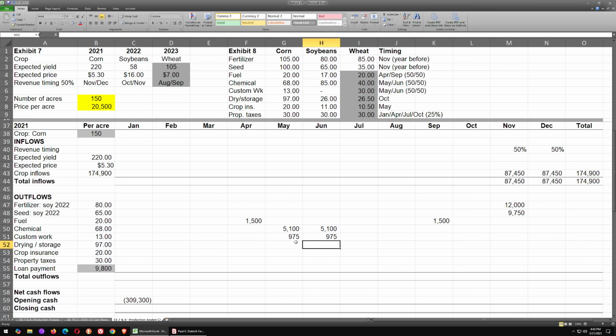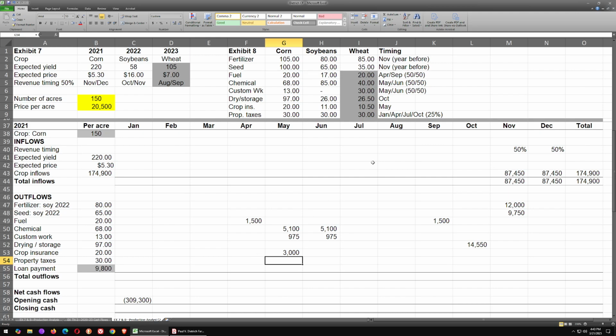The drying and storage and other is being done in October. So we're not going to use the 0.5. This is 100% of the thing. So we'll just do equals $97 times the total acreage, which is $14,550. The next one is crop insurance, and crop insurance only happens in May. So we will go equals crop insurance. And again, it only happens one time a year, so we don't need to do 50-50. So equals crop insurance times 150 acres. So that's 3,000.